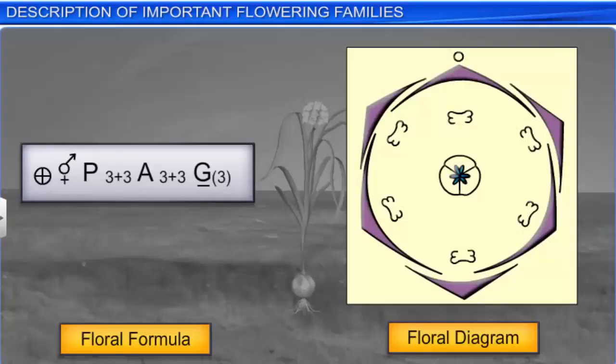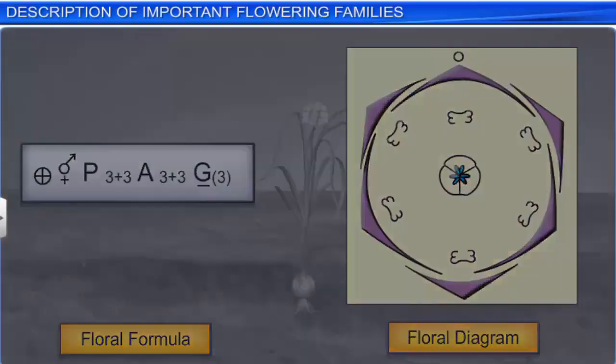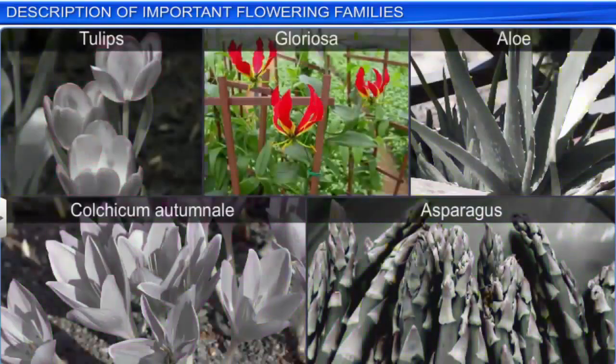Plants like tulips and gloriosa belonging to the Liliaceae family are ornamental plants. Some like aloe and Colchicum autumnale are used as medicines, and asparagus is used as a vegetable.